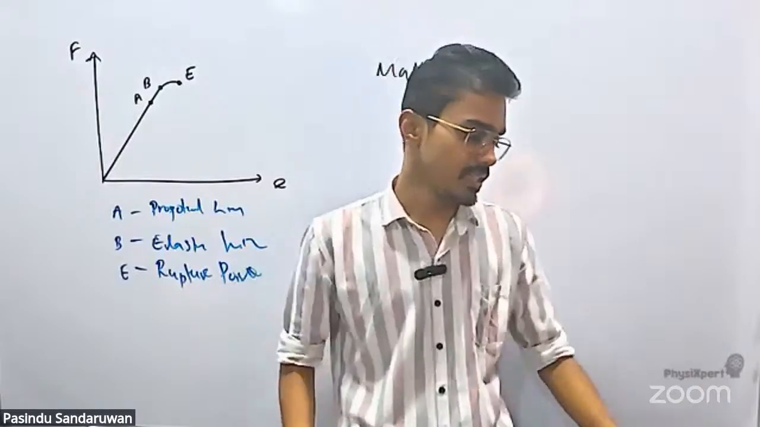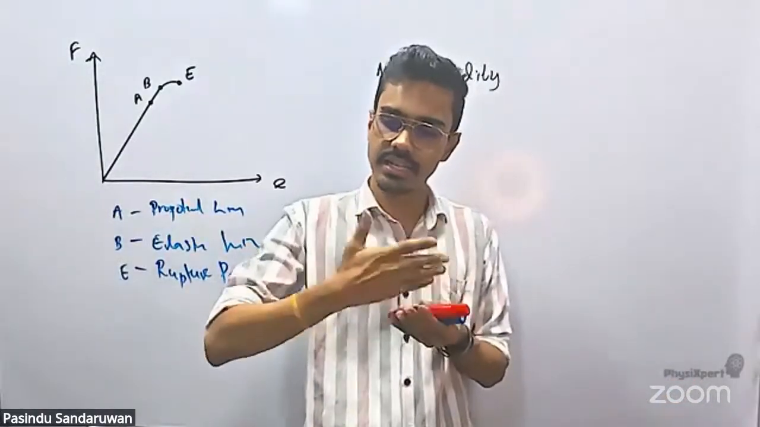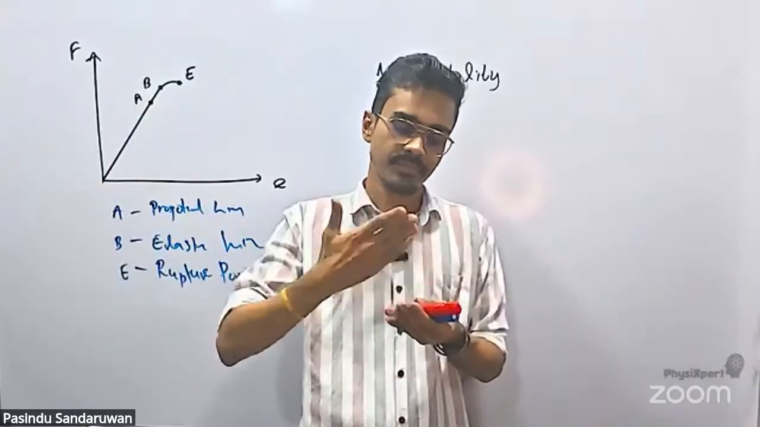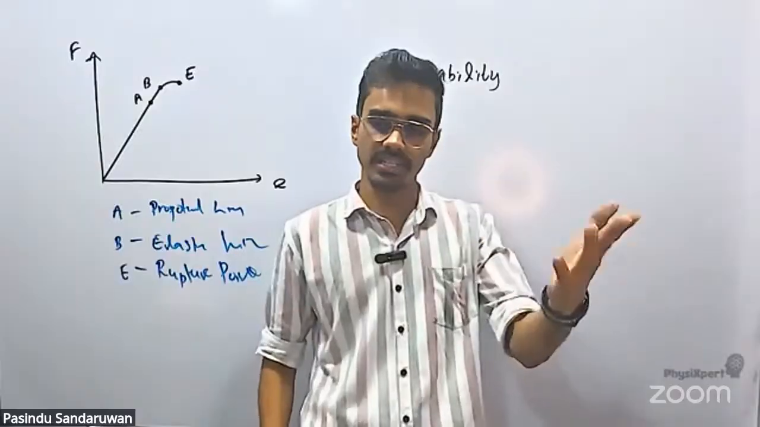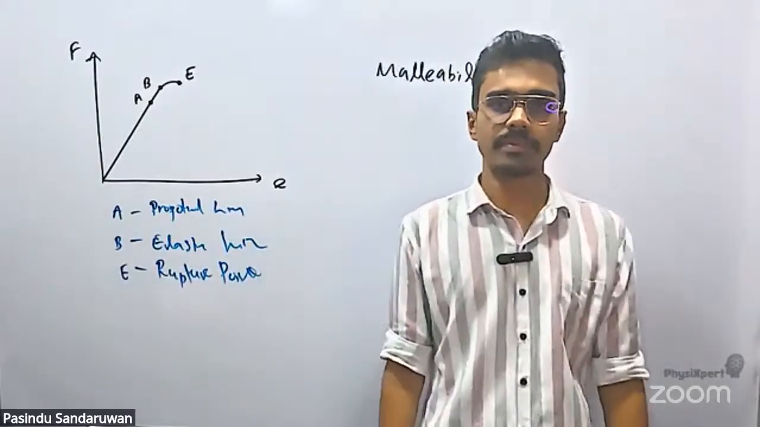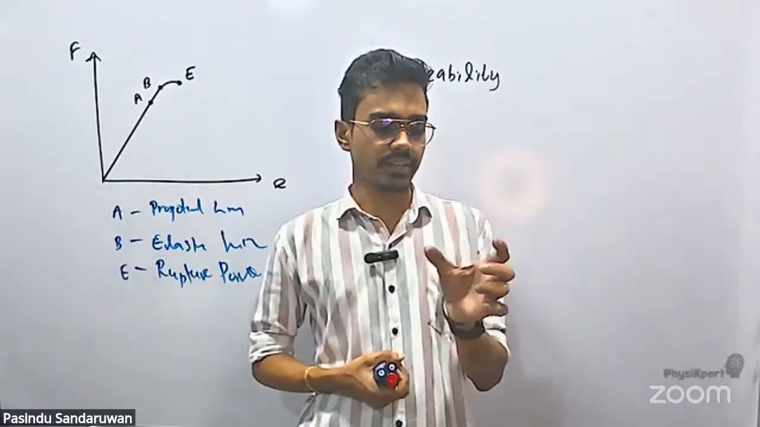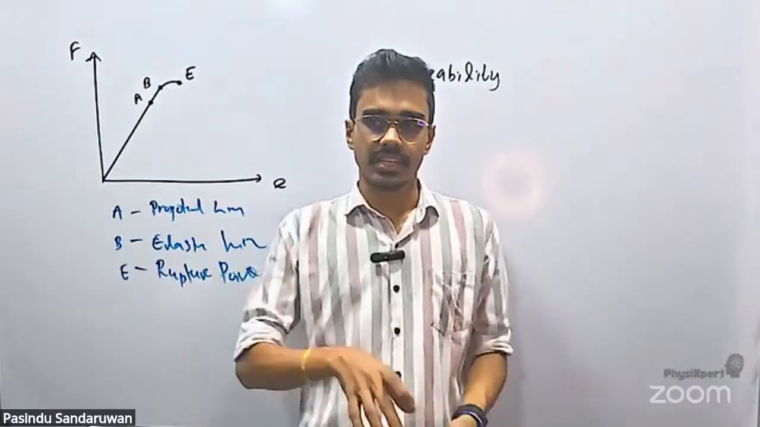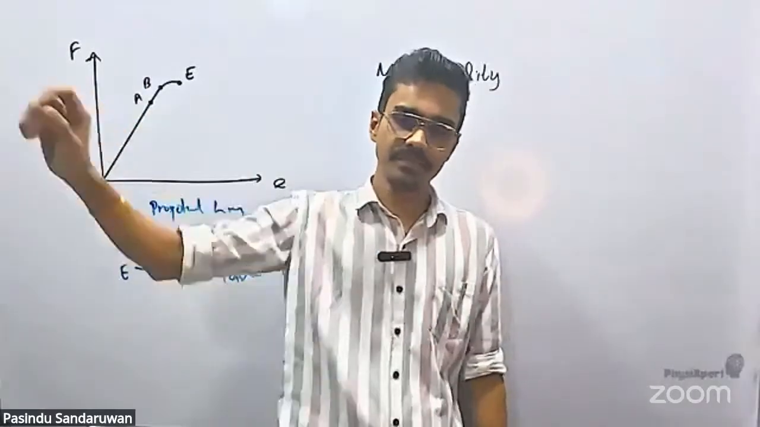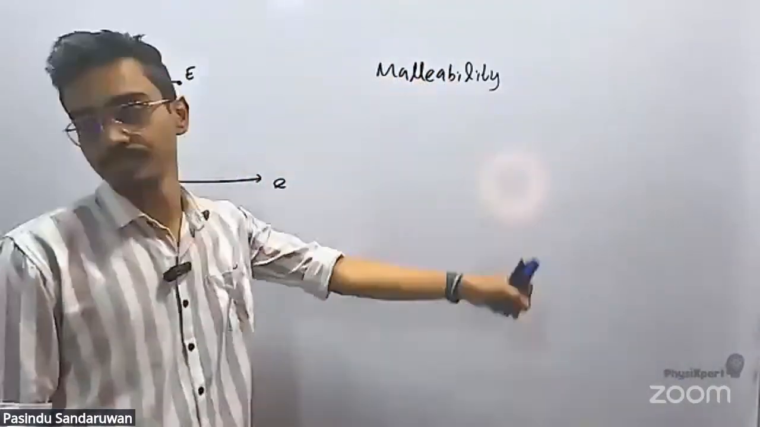Is that clear? If I need to convert this to a sheet, we have to hammer this. Therefore, malleability is defined as the ability of an object to be hammered. A result of hammering is making sheets. Write down below.